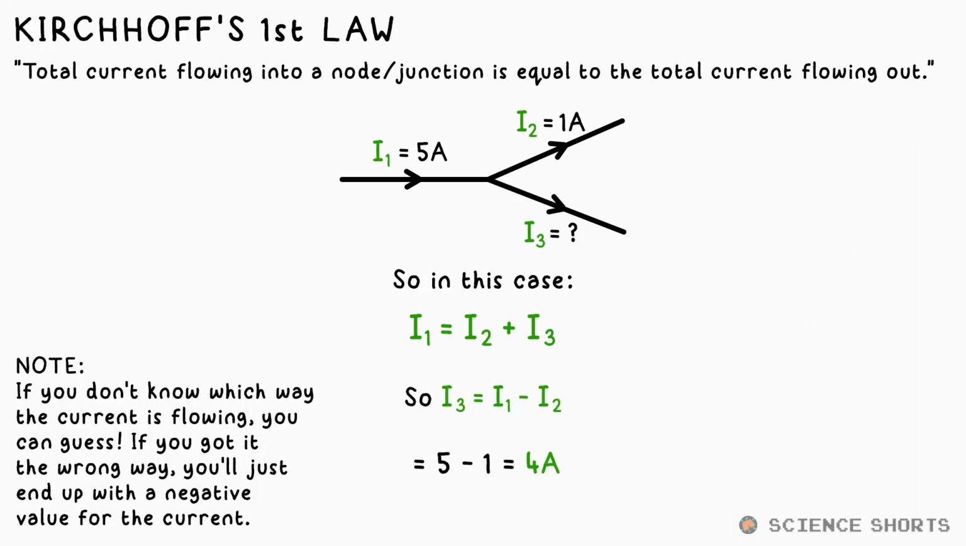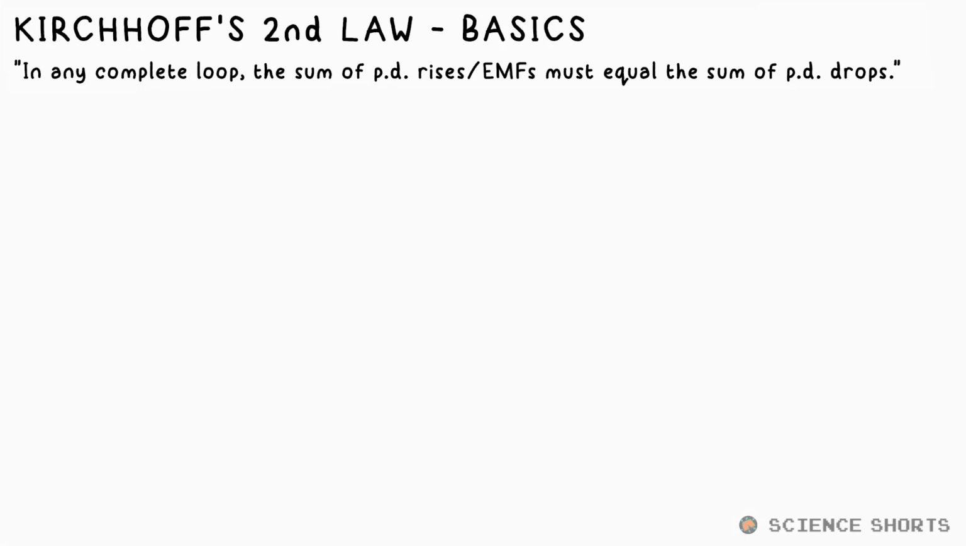You also might have to take a guess as to which way current flows into and out of junctions in order to use the first law, but that's okay. If you got it wrong, you'll just end up with a negative current for one of the I's, showing that it's going in the opposite direction to what you thought. Kirchhoff's second law is to do with voltage. In any complete loop, the sum of PD rises, or EMFs, must equal the sum of PD drops.